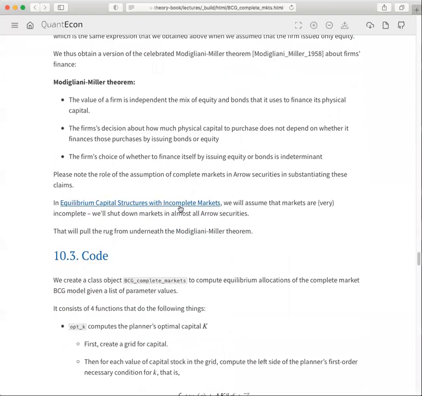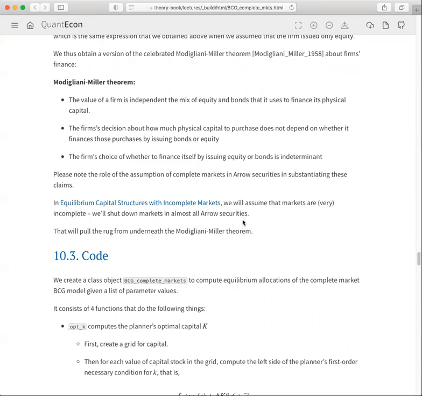So what's going to happen is we've set this thing up with complete markets to start out, to set the stage for the paper that Bisin, Clementi, and Gottardi wrote. And we have a separate QuantEcon lecture about that, where we're going to take exactly the same physical environment, but we're going to shut down markets in Arrow securities.